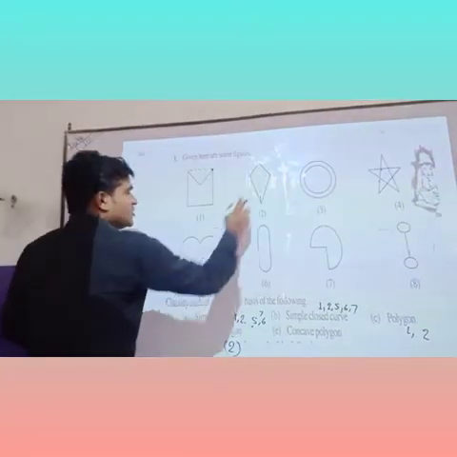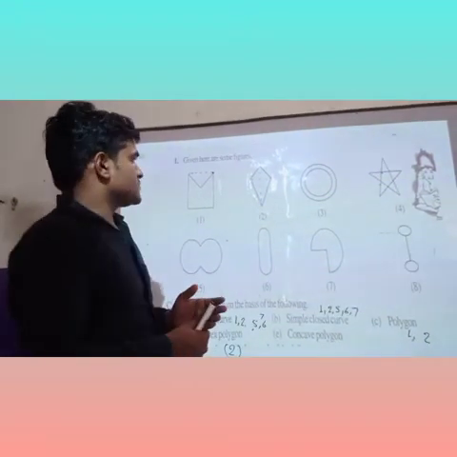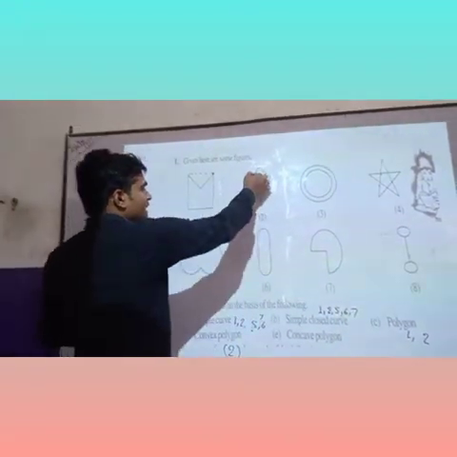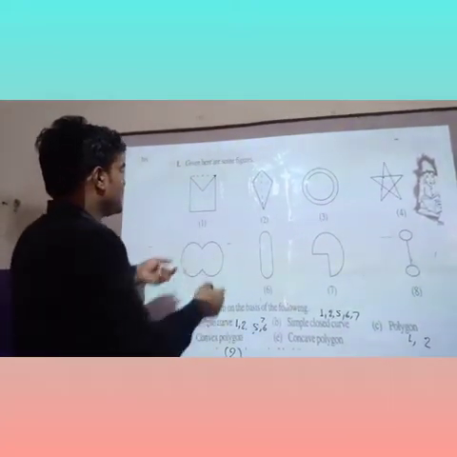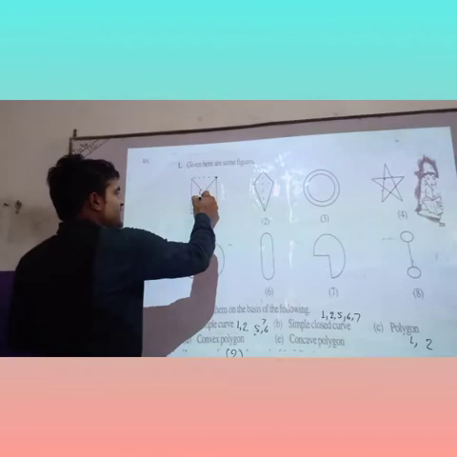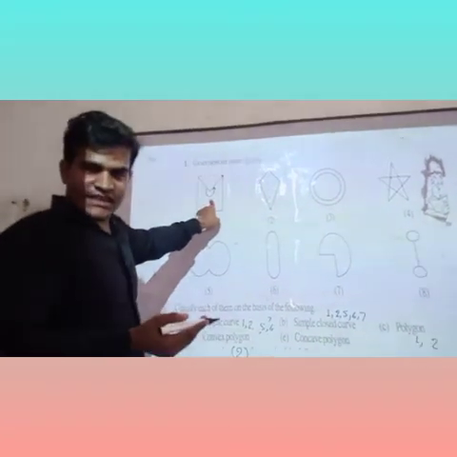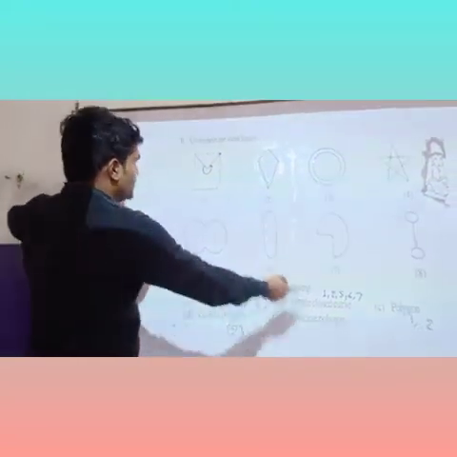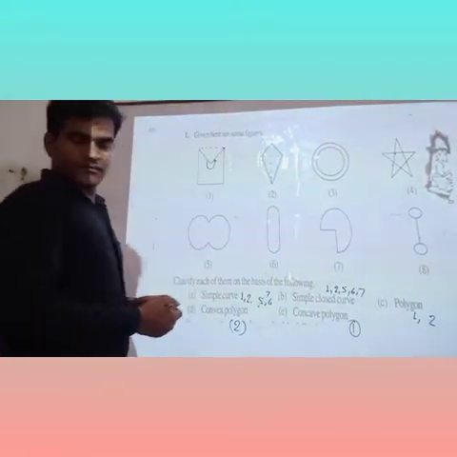The second is the convex polygon, and one more thing. In the last video, we told you, children, that in a convex polygon each interior angle is less than 180 degrees, but in a concave polygon at least one interior angle is greater than 180 degrees, meaning a reflex angle. Okay children, so the concave polygon is the first.